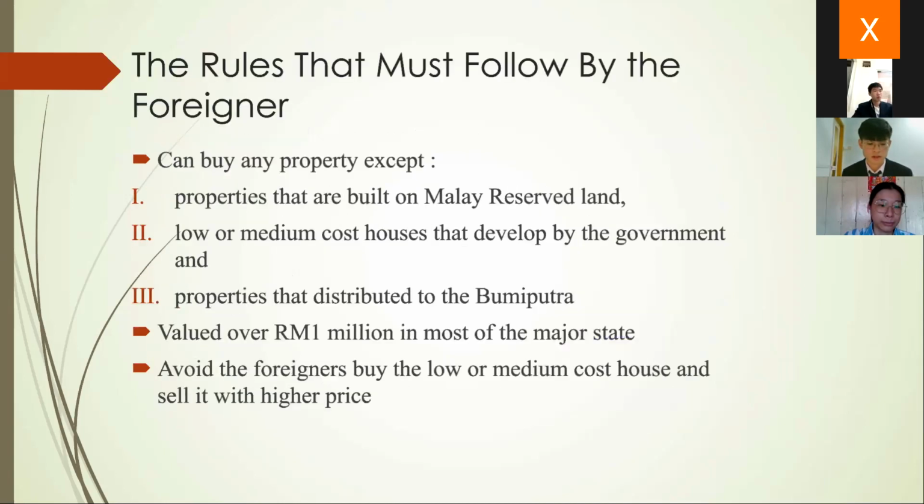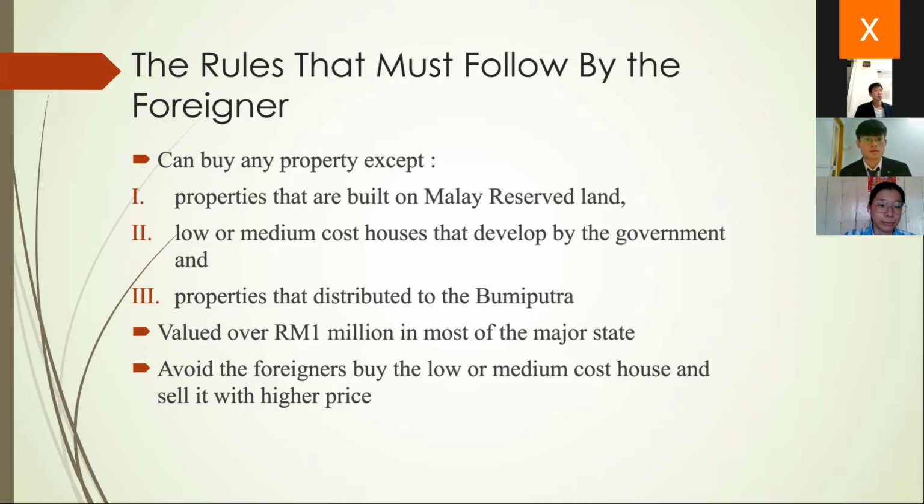So government has developed a lot of PRIMA houses in urban areas such as Residensi Alam Damai in Kuala Lumpur, Residensi Bukit Jalil in Kuala Lumpur, Residensi Bandar Mokata in Kajang, and so on. This project could help to overcome the issues of middle or low income citizens that cannot afford high-cost houses in urban areas. Next. The next is the rules that are made by the government and must be followed by the foreigner.